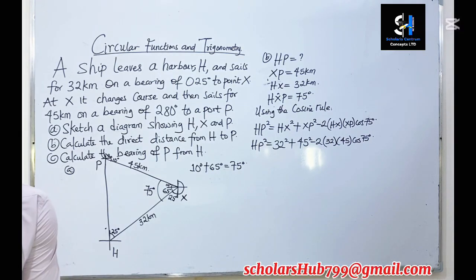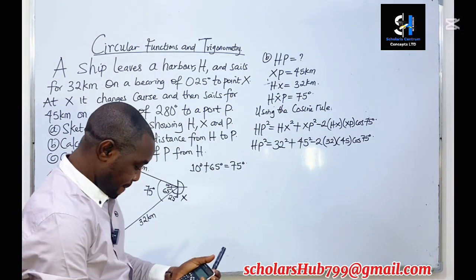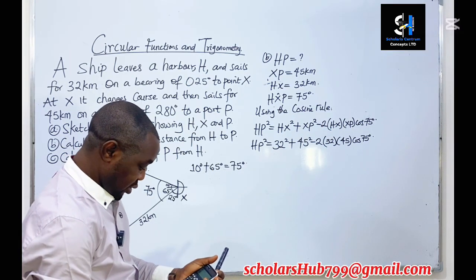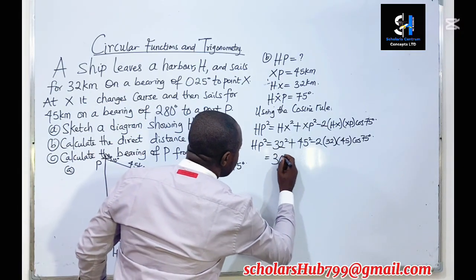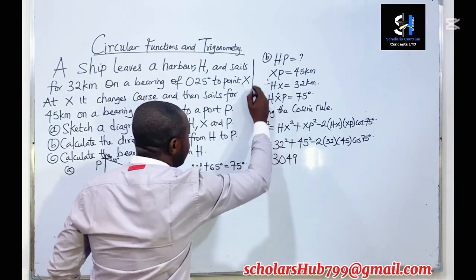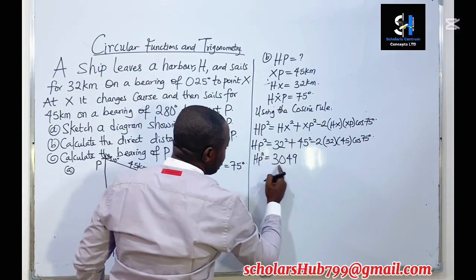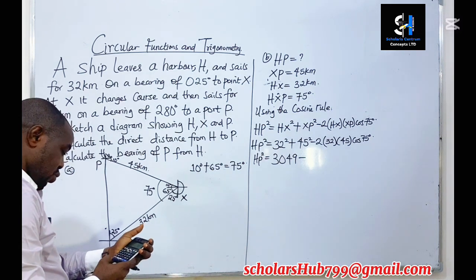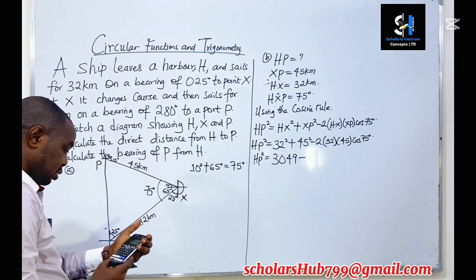Okay, so what is 32 squared plus 45 squared? That'll be 3049. So HP squared equals 3049 minus. Now let's get the value for 32 times 2 times 45, then cos 75 degrees.